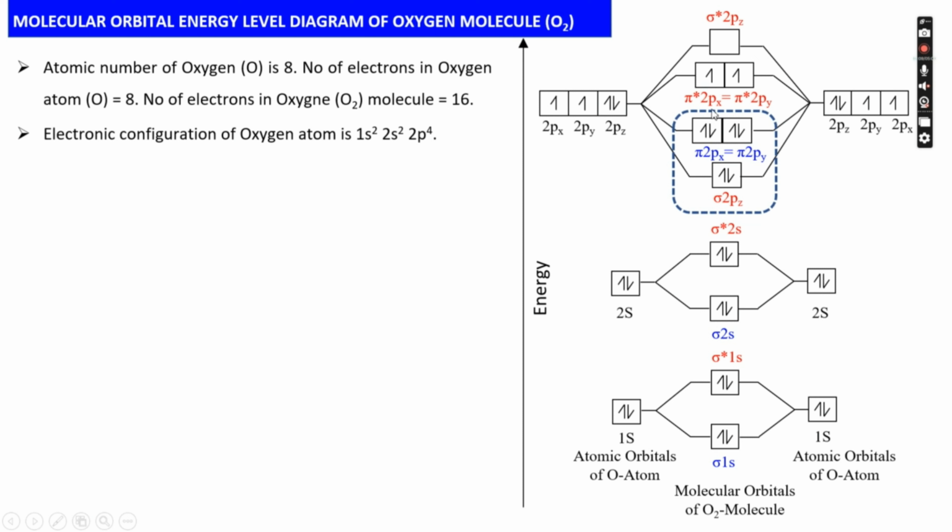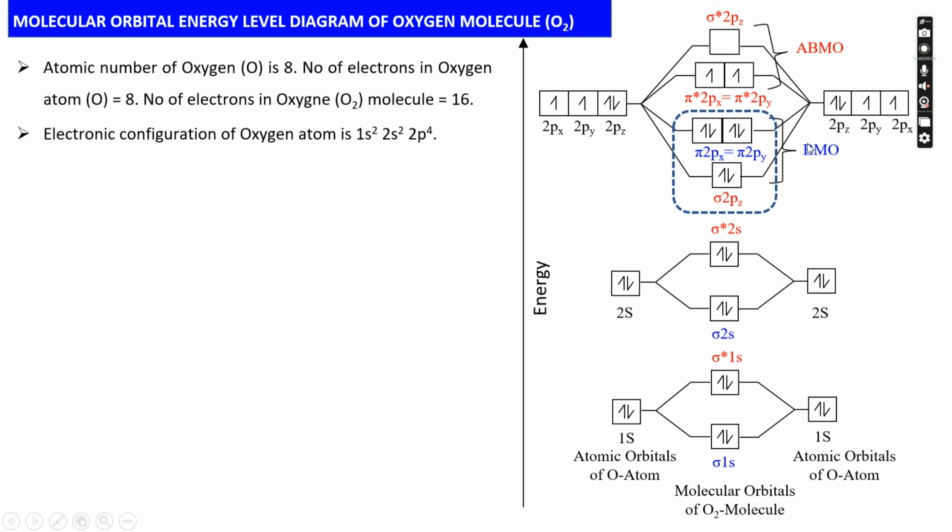Here, the major difference between the nitrogen molecule and the oxygen molecule, which you should remember, is that the sigma 2pz molecular orbital has lower energy compared to pi 2px and pi 2py. This is the main difference. Many students are confused here, so you should remember that. This is the difference between the nitrogen molecule and the oxygen molecule. Like this, molecular orbitals are formed and filled with electrons.